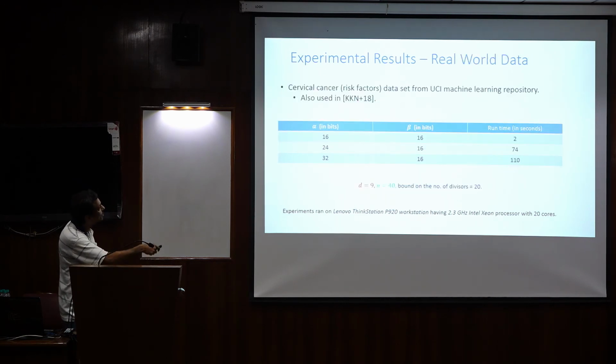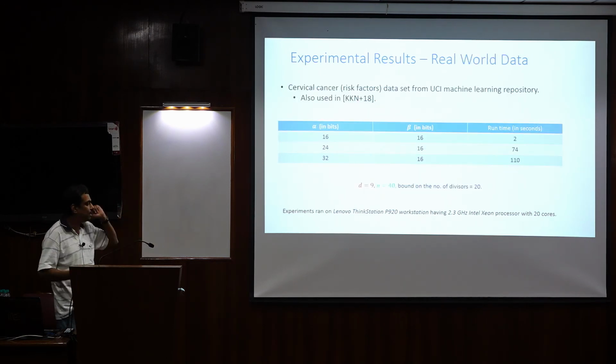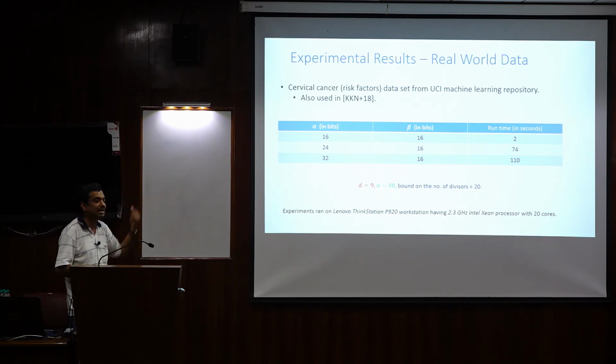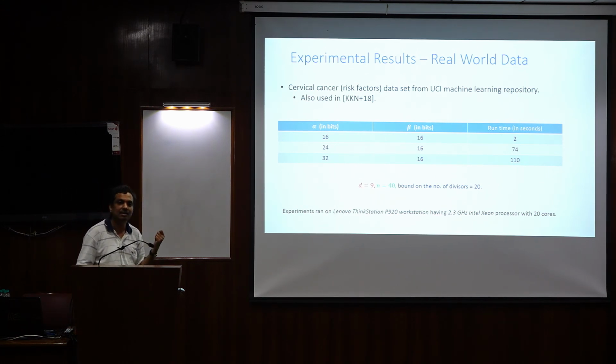We also use real world data. This is basically from the UCI machine repository. It's basically hospital data from a hospital in Venezuela, which is what was used in the KNN plus paper. In this case, the recovery was far better because the alpha beta values were far smaller.